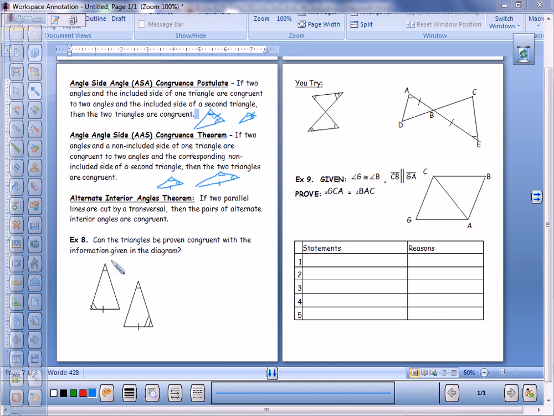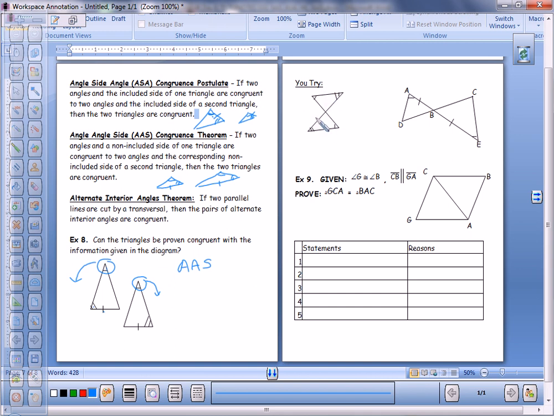If I decide to start here, and I'm going in a counterclockwise motion, it's angle, angle, side. One tick, one mark, two marks, one tick. Now is this congruent? Well, can I do the same thing, but in this direction? Angle, angle, side. Yep, angle, angle, side. So these can be proven congruent by angle, angle, side.